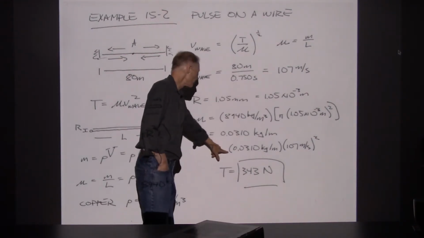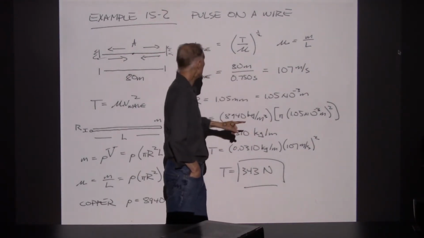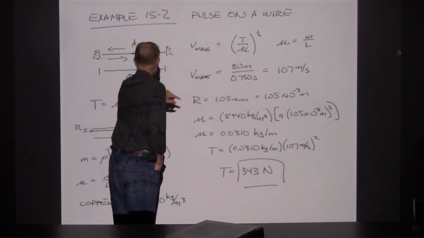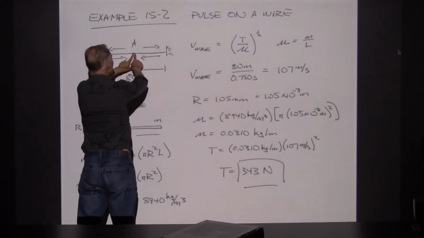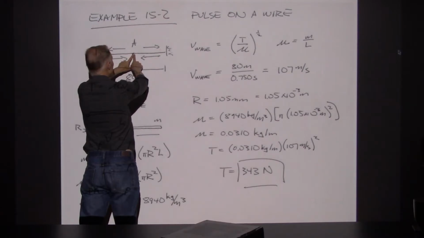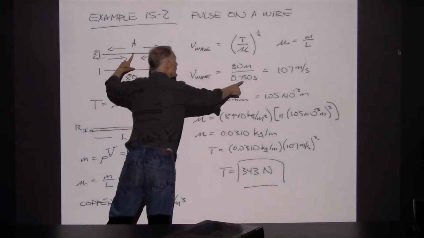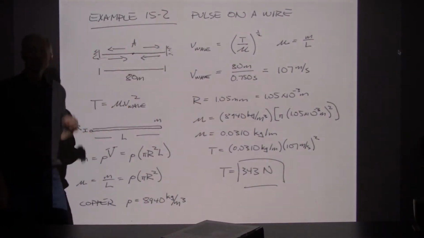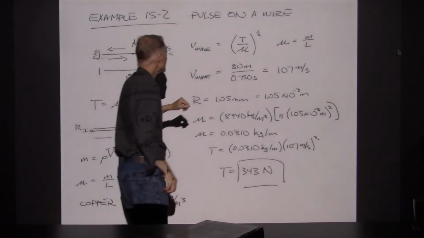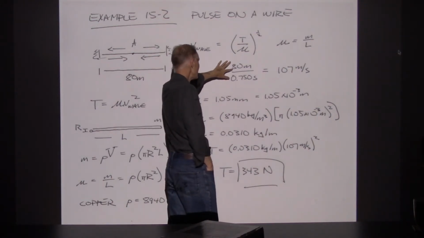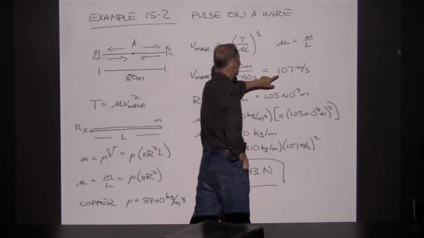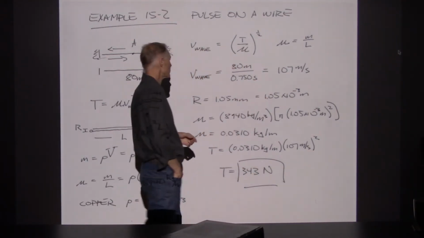Here is the mu. There is the speed of the wave. And the way we got the speed of the wave is this. It said that the pulse went out, reflected, and came back to that very same location. And that took 0.75 seconds. So that's pretty fast. It went 40 meters out, 40 meters back. And so that's a total of 80 meters that the pulse traveled, divided by 0.75. That gives us 107 meters per second.